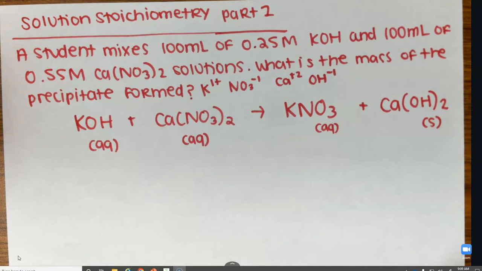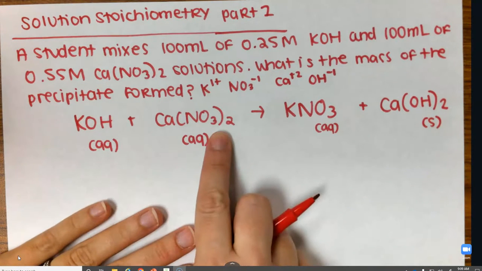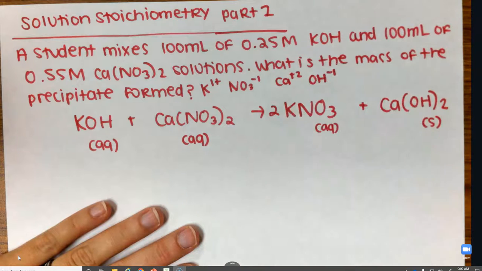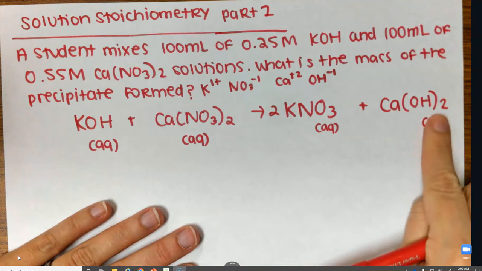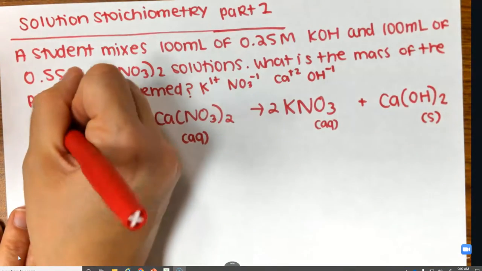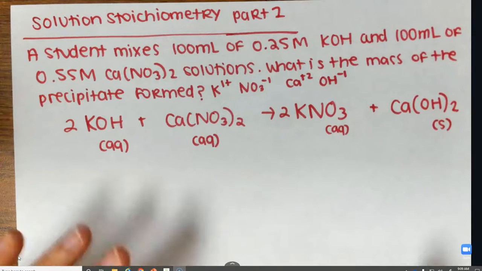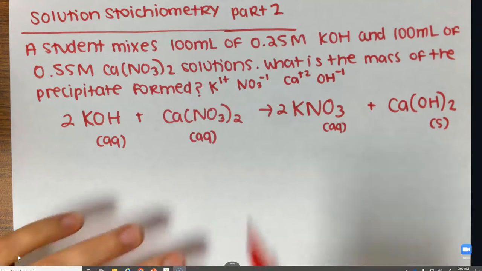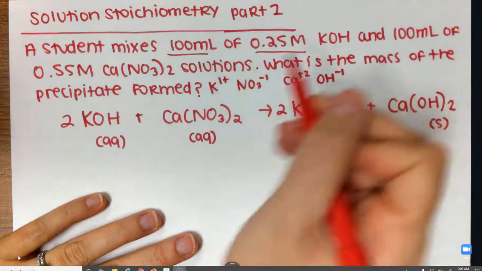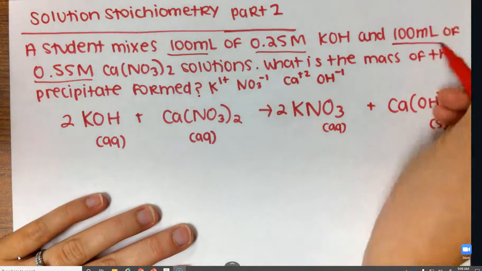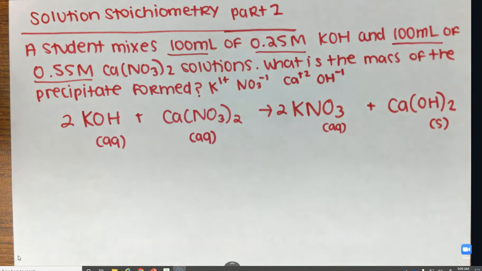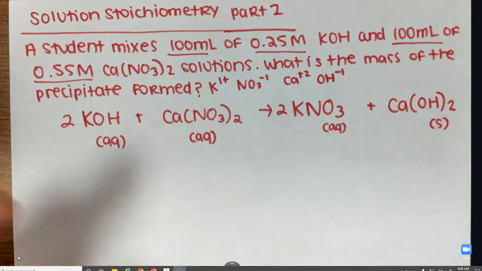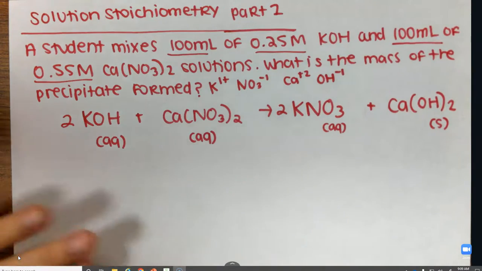Step 1. Step 2, let's balance. There are 2 nitrates over here, so I'm going to put a 2 in front of the KNO3, and there are 2 hydroxides here. So I'm going to put a 2 in front of the KOH. And now it looks like everything is balanced. Step 1, done. Step 2, I've given you volume and molarity of your 2 reactants. Anytime you're given volume and molarity, solve for moles. If you don't ever know what to do, you always solve for moles.